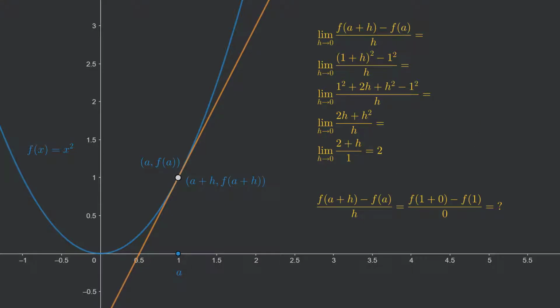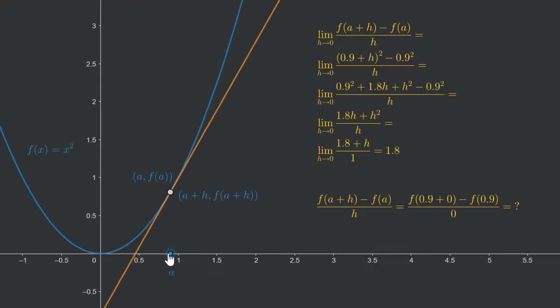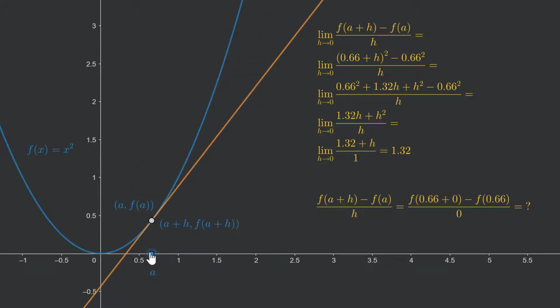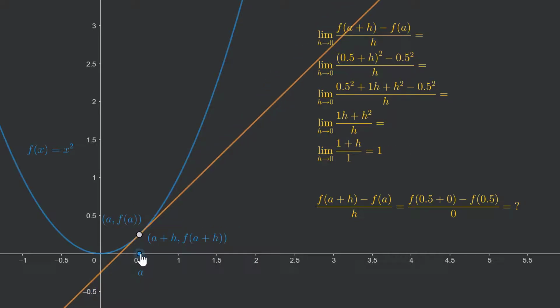Now, of course, we want to have the value of the derivative for any point a, not just for a equals 1. This process creates the derivative function as a function of the value a, or we can also call it x, along the x-axis. That means we want to move that point a along the x-axis. And we can do that. You see how the tangent changes, and you also see how the limit calculation changes.